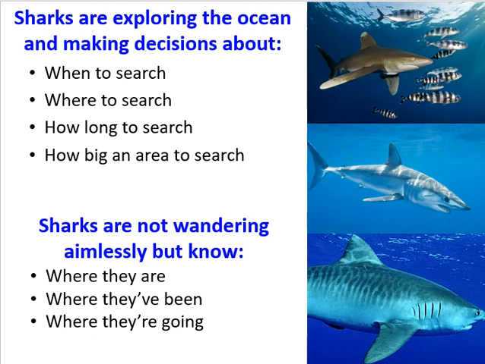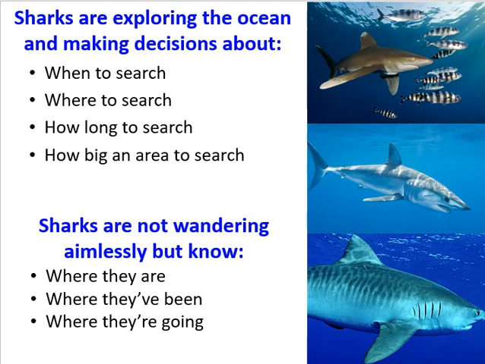Tiger sharks, mako sharks, oceanic white-tip sharks, they're all deciding what to do, whether it's a conscious decision or whether it's an innate thing that's come about by natural selection. When do you search? What time of the year do you search? Where do you search? Are you off of North Carolina? Are you up off of Canada? Are you out in the middle of the ocean? Are you in the Bahamas? How long do you search?